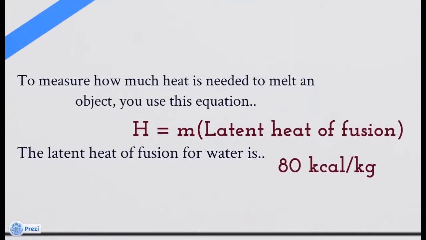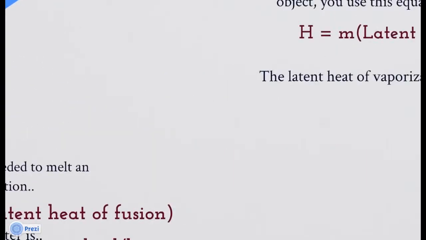To measure how much heat is needed to melt an object like a solid, you can use this equation. Heat is equal to mass times latent heat of fusion. The latent heat of fusion for water is 80 kilocalories per kilogram.